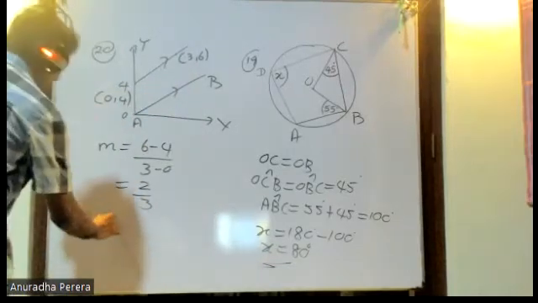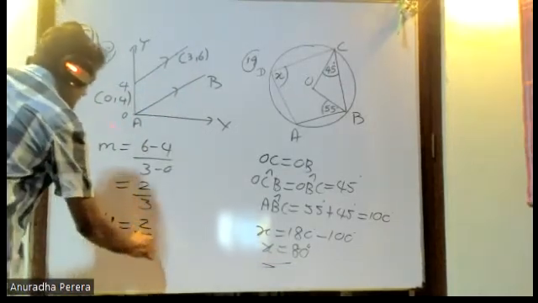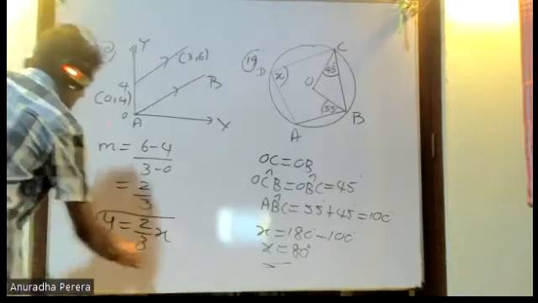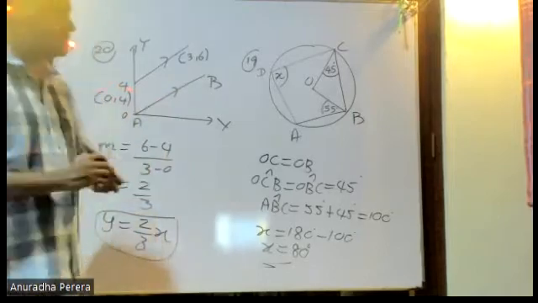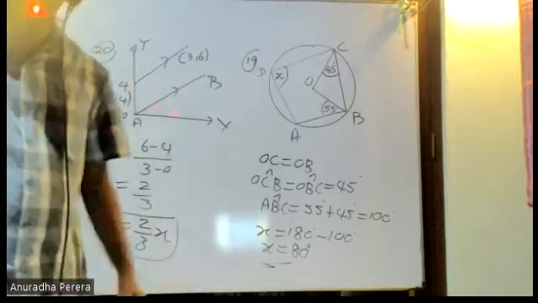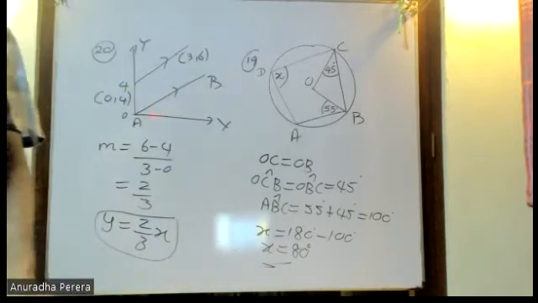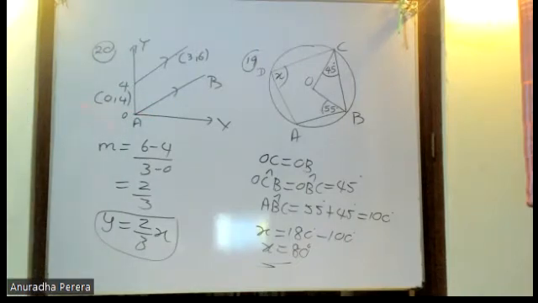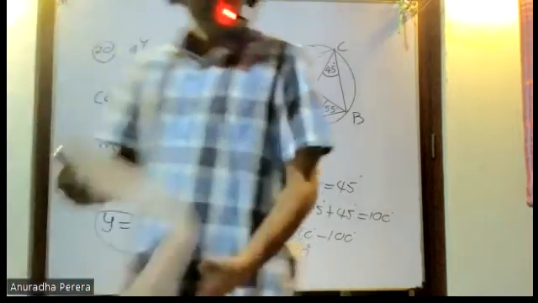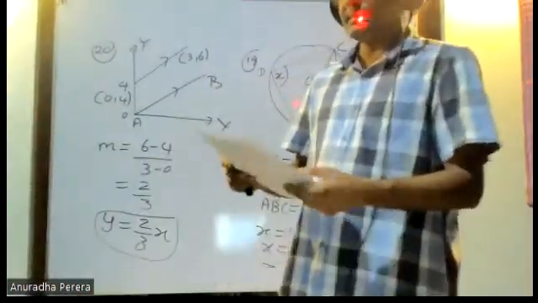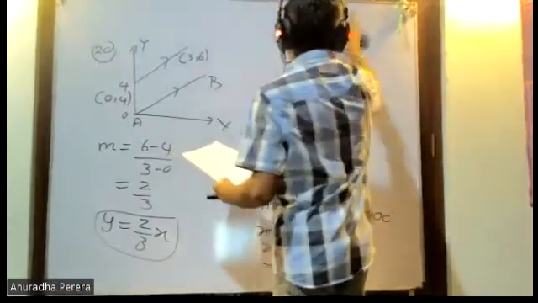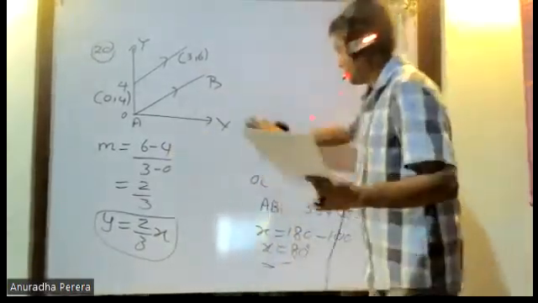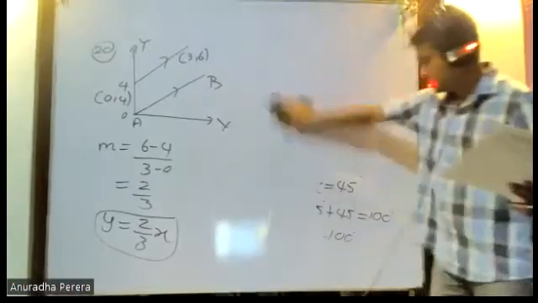Then the equation is y equals 2 over 3 x. Why? The reason is this straight line passes through the origin. That means the intercept is 0. The answer is y equals 2 over 3 x. Intercept is 0. Twenty-one.